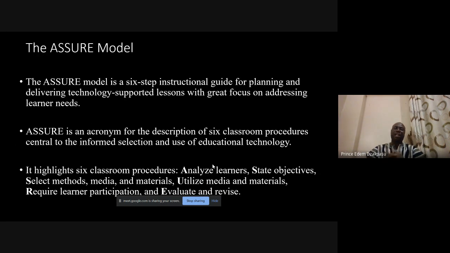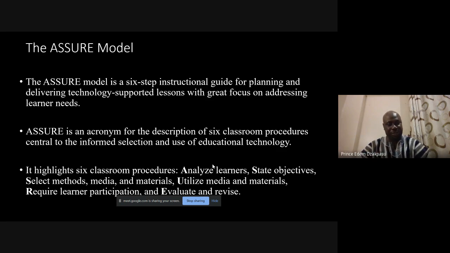This moves us to the ASSURE model. The ASSURE model is a 6-step instructional guide. It helps us in planning and delivering technology-supported lessons with a great focus on addressing the needs of the learner. When we talk about the ASSURE model, we are thinking about the 6 various steps that are to guide us as educational technologists or as tutors or as teachers to be able to deliver lessons that are supported by technology so that our focus is on addressing the needs of the learner.